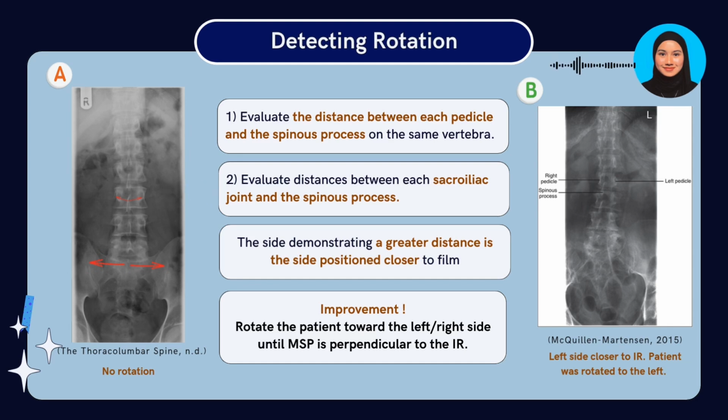If the radiograph shows signs of rotation, the side with the greater distance between these structures is the side that is positioned closer to the form. This indicates that the patient was rotated toward that side.